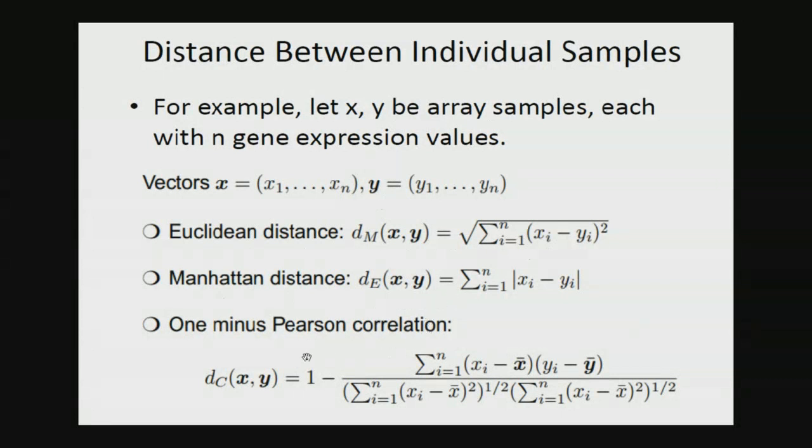And another one will be 1 minus Pearson correlation, because this is essentially a dissimilarity measure. For a similarity measure it will be the correlation, but because it's dissimilarity, you use 1 minus it. And this is the mathematical expression for calculating Pearson correlation, and this is 1 minus. You can actually do Spearman correlation as well. There are so many distance measures, but these 3 are the most common ones.